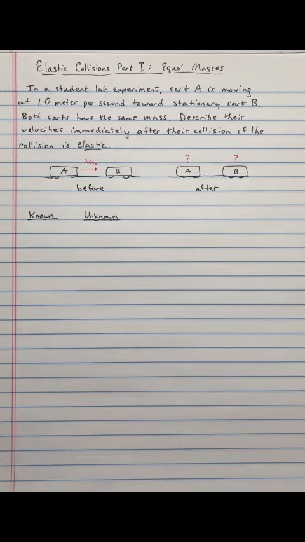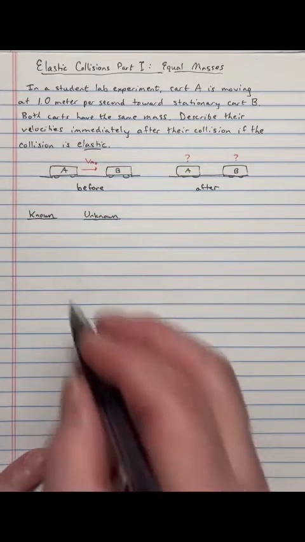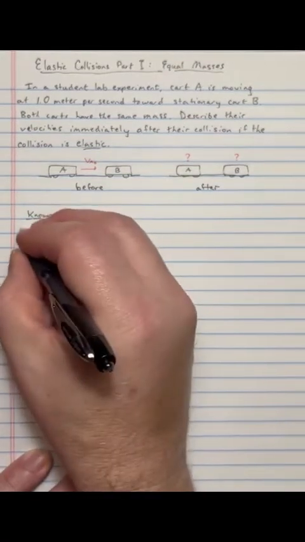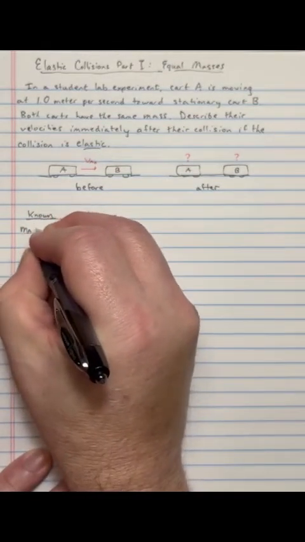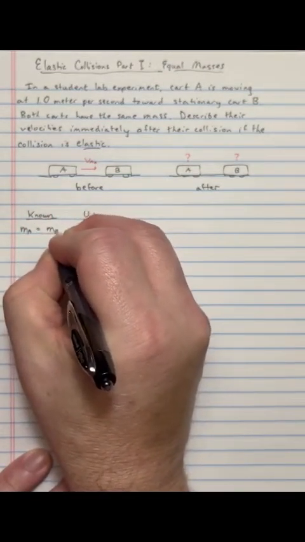In a future video, we'll talk about how to handle the situation if the carts are not the same mass. But today, in this video, same mass. So, let's go ahead and get started. That means the mass of cart A equals the mass of cart B, all right?